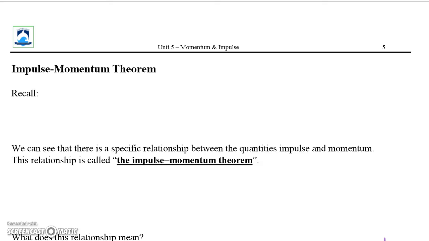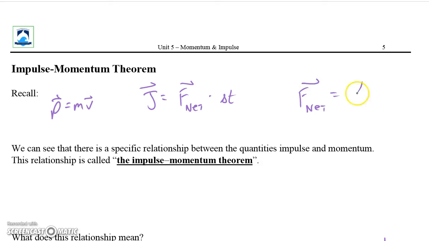So let's just recall some equations that we've seen so far. We've seen that momentum is m times velocity. We've seen that impulse is the F net times the time. And we've also seen a slightly different version of Newton's second law with change in momentum over time.